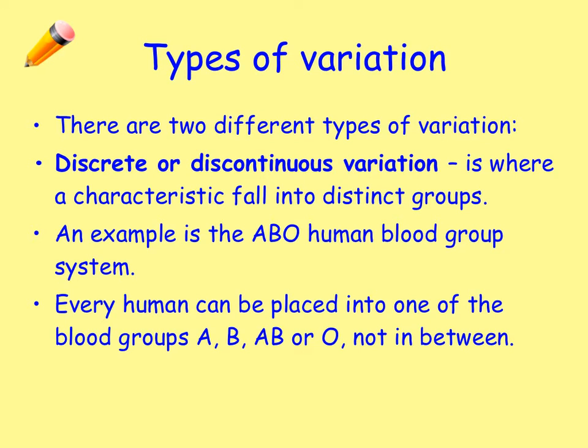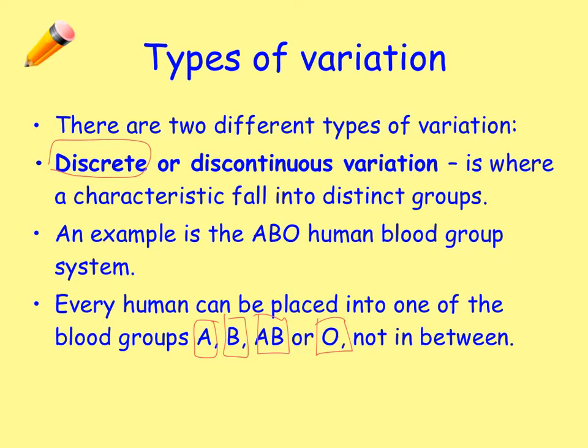So the types of variation: there are two types, and the first one that we're going to look at is called discrete. Sometimes it's referred to as discontinuous variation. And that's where you've got some kind of characteristic that falls into distinct groups. An example of that would be the ABO human blood group system. Every single individual either falls into a category where they've got an A blood group or a B blood group or an AB or an O, and you will fit into one of these. There's not anything in between.